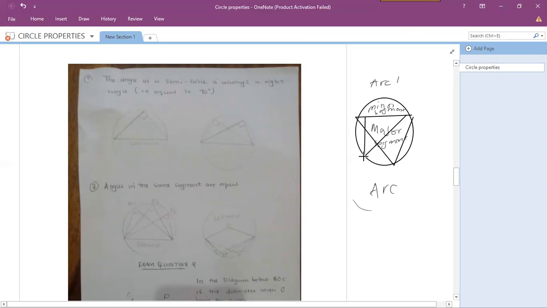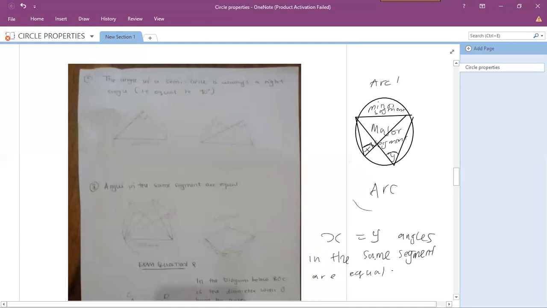And we go maybe there. So these angles here are all in the same segment. Therefore, maybe this is angle X, this is angle Y. Because these two angles are in the same segment, we can say X is equal to Y. Then you give a reason, you say angles in the same segment, angles in the same segment are equal.